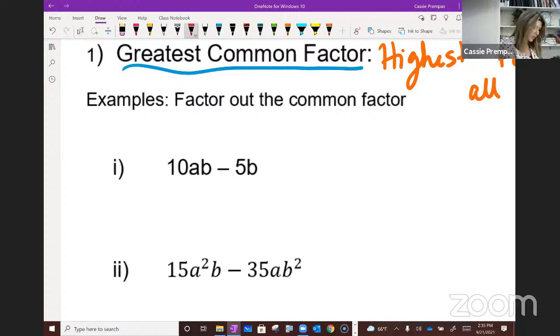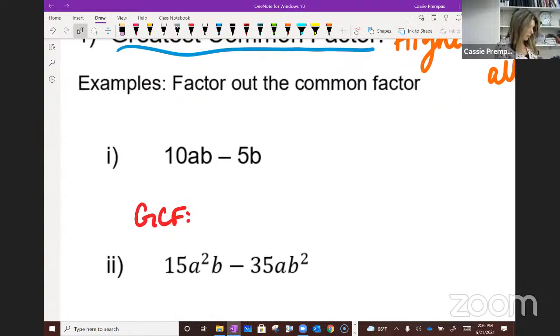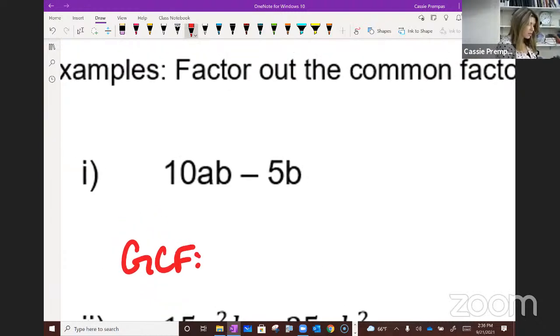Let's just list it first. The GCF is the highest factor that divides into all terms evenly, or you could say multiplies into. So if I'm looking at 10AB and 5B, some of you might just know it. You might be able to look at it and see what the GCF is. If it doesn't just pop out to you, you can do something similar to what you did with radicals.